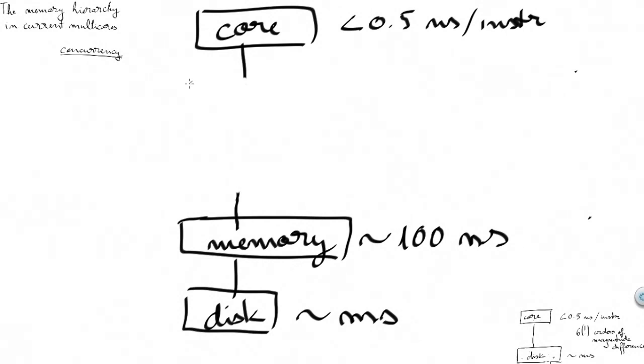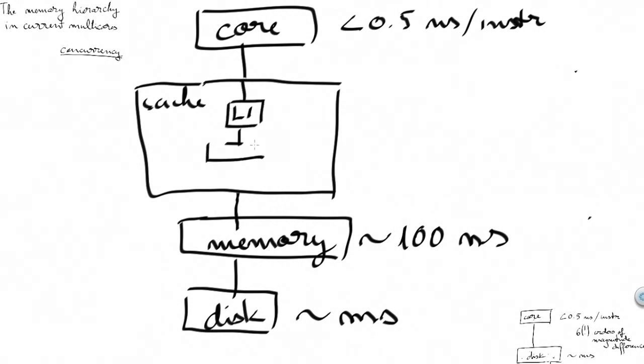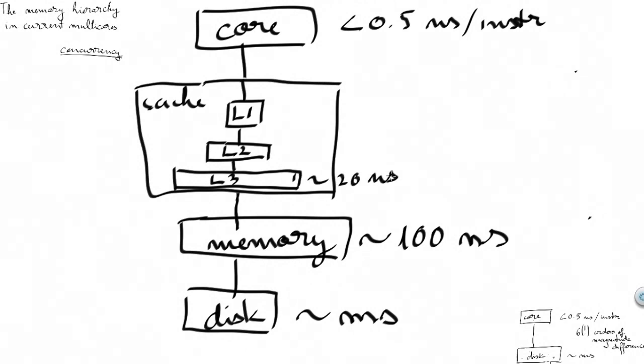Therefore, we apply the previously described pattern once more. We again introduce a smaller but faster level of storage between the main memory and the core. This is called the cache. And this pattern of introducing smaller but faster storage between the core and the previously existing level of storage is applied multiple times within the cache. In modern processors, we have 3 levels of cache, each smaller than the lower level but faster. So the last level of cache, or the L3 cache, can be accessed in 20 nanoseconds. That is significantly faster than main memory.